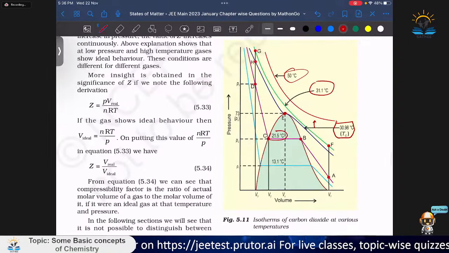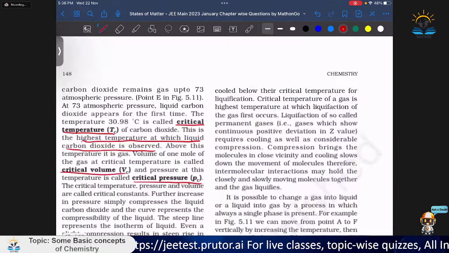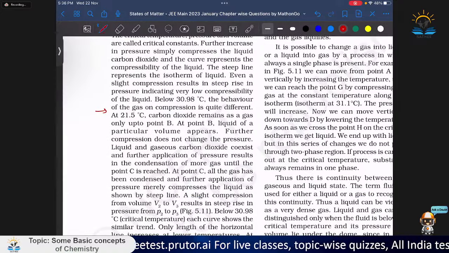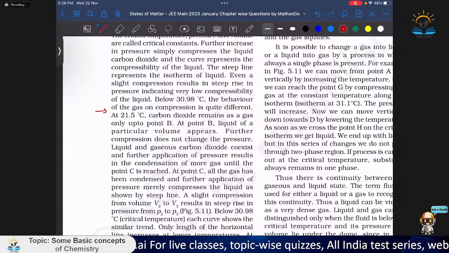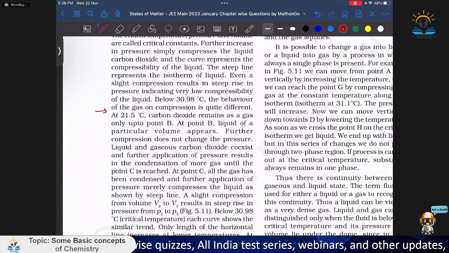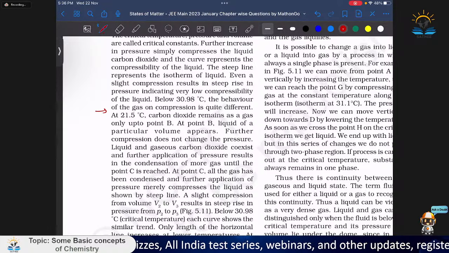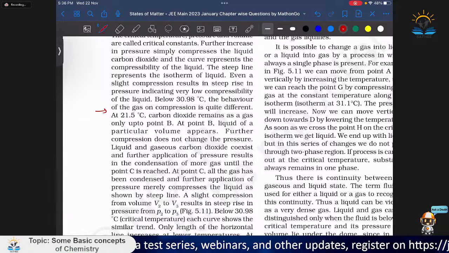Only up to point B. At point B, the liquid of a particular volume appears. Further compression does not change the pressure. Liquid and gaseous carbon dioxide coexist. Okay, just as I told you, both liquid and gas will be there until point C is reached. At point C, all the gas has been compressed, condensed, turned into liquid, and further application of pressure merely compresses the liquid.